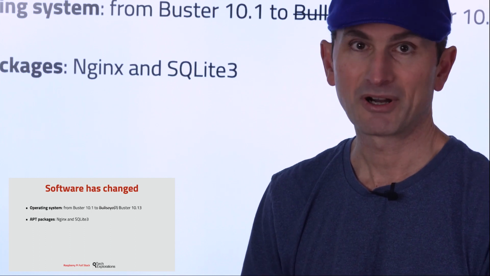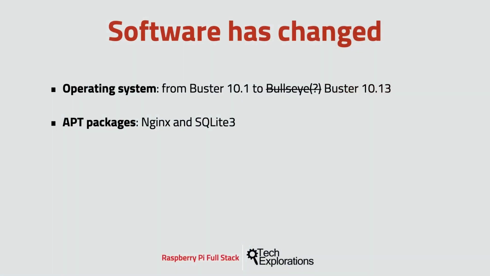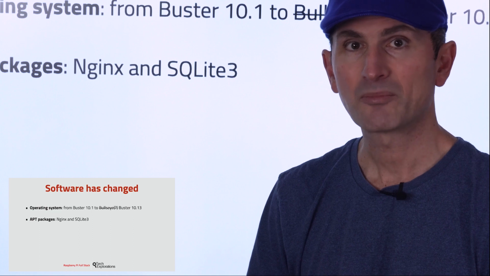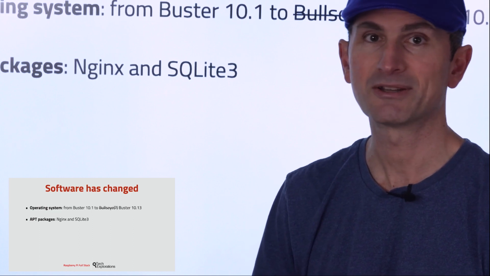Luckily, the Raspberry Pi OS is built on Debian Linux, which uses the apt package manager. The full stack application depends on the Nginx web server and the SQLite 3 database server, and those are easily upgradable with apt. I'm also using apt to upgrade the Raspberry Pi OS to version 10.13.